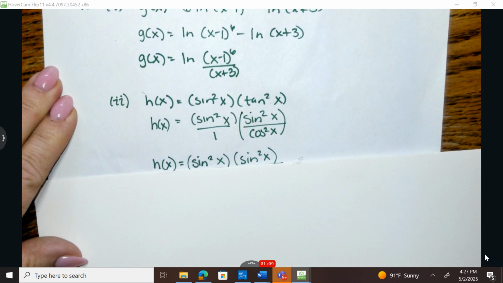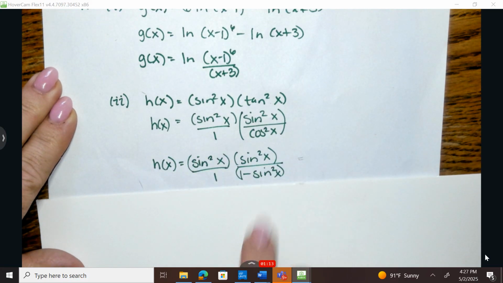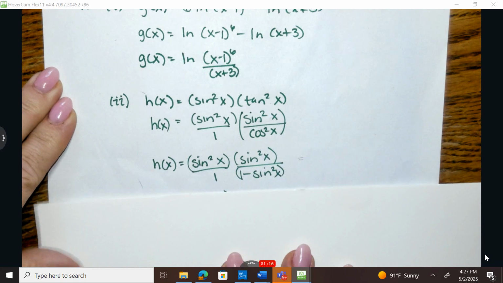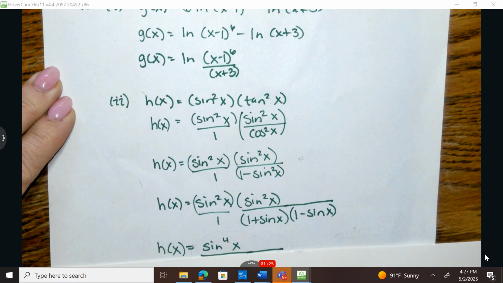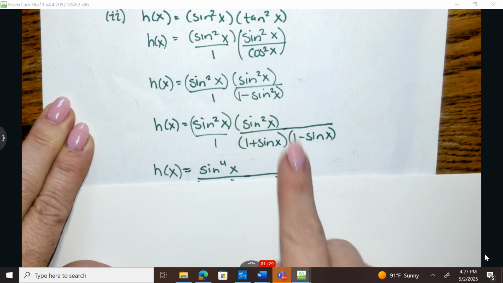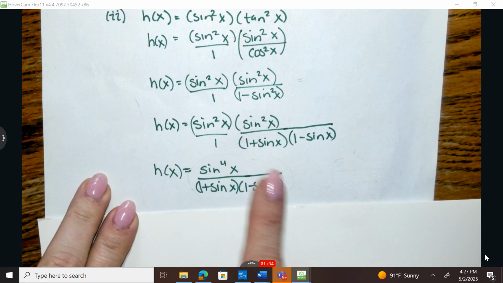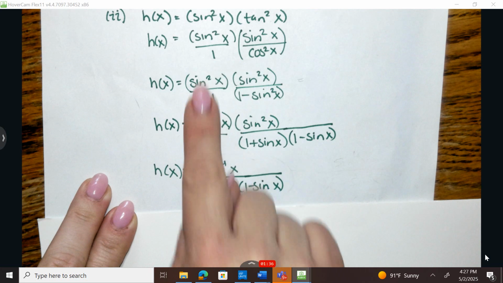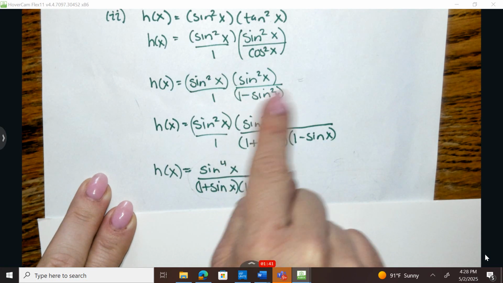On top I have sine squared and sine squared, making it sine to the fourth. And on the bottom I know that cosine squared is equivalent to 1 minus sine squared, using the Pythagorean trig identity. So the two sine squareds provide me with sine to the fourth. And then I could leave it just like this, or even break it apart. But I think they're probably going to want this version with sine of x to the fourth, whether I break it apart or leave it as 1 minus sine squared.